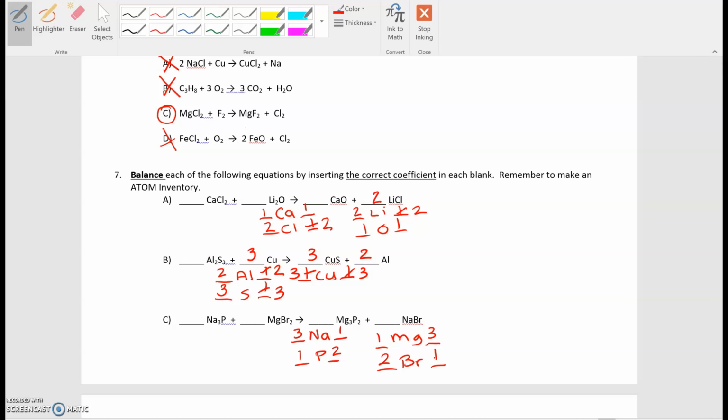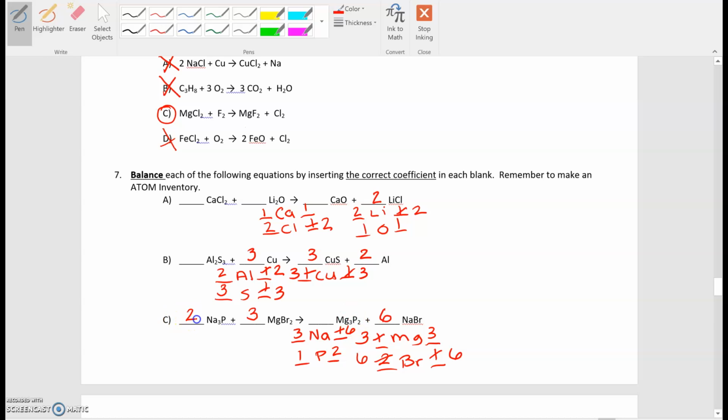Right now, I'm going to start with magnesium. Okay, so I notice that I need a 3 here, because 3 times 1 magnesium is 3. Bromine's also in this compound, so I have to do 3 times 2, which is 6. I can then, if I want to just continue with bromine, put a 6 in front of sodium bromide to get 6 bromines, because that's 6 times 1. That also changes your sodium to be 6 times 1, which is 6.